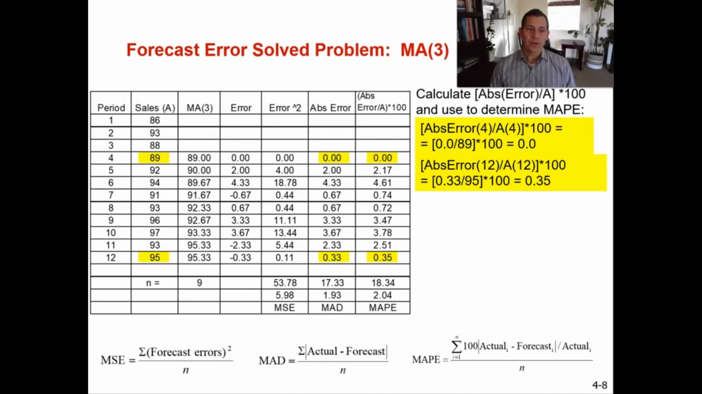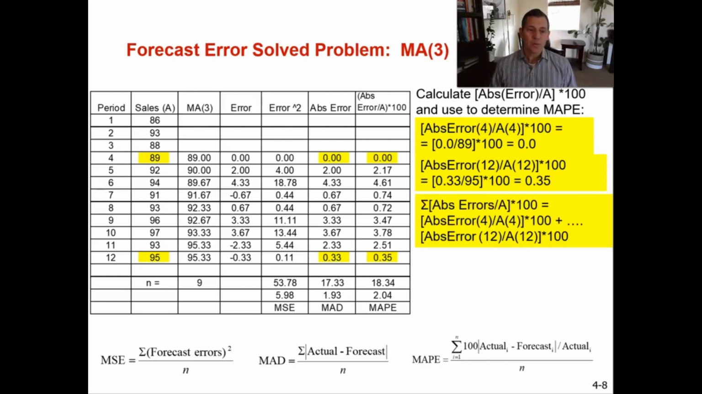Now let's do it for period 12. For period 12, you take the absolute error of 0.33. You're going to divide it by 95, multiply that by 100, and that gives you a mean absolute percentage error of 0.35.